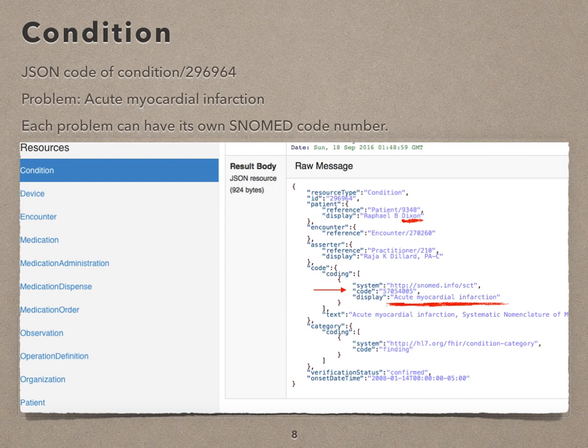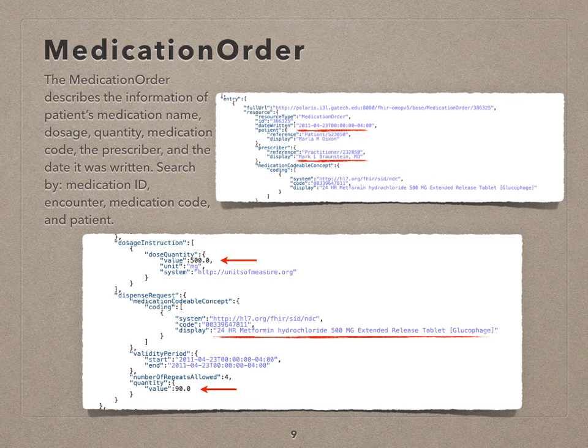As I opened the first condition with its code, I found that the problem in this condition relates to acute myocardial infarction, and it shows the SNOMED code number in the JSON code of this condition.